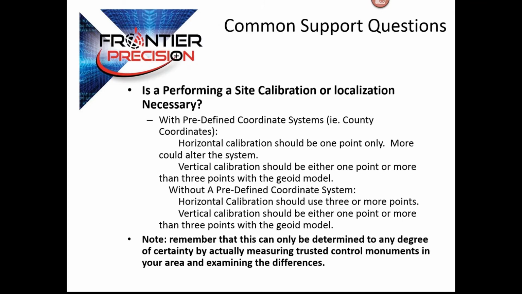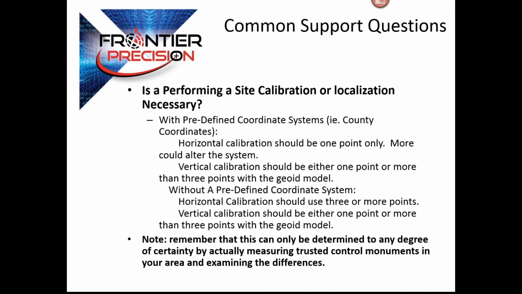Now vertically, it's a different story. If you're using a predefined coordinate system, the only thing you're predefining in that coordinate system is the geoid model. You are not predefining the vertical adjustment. You're getting a reference position relative to your position, and that reference position is going to use the geoid model plus the ellipsoid height to give you an elevation. So if it's not very good in the area, or if it doesn't match your vertical control, a vertical calibration may need to be done, and that should include 1 point or more than 3, so 1, 4 or more for the vertical calibration.